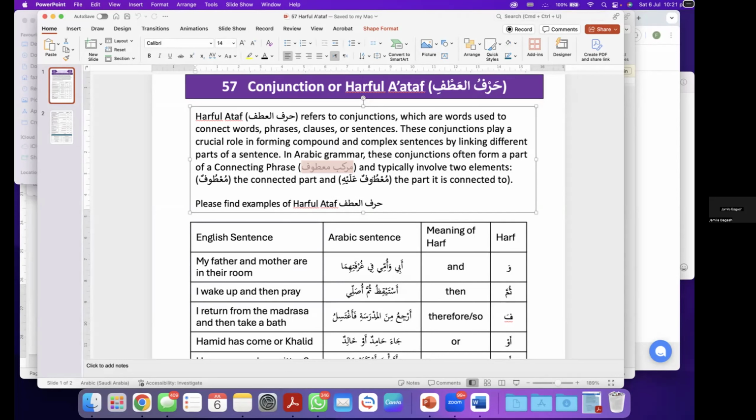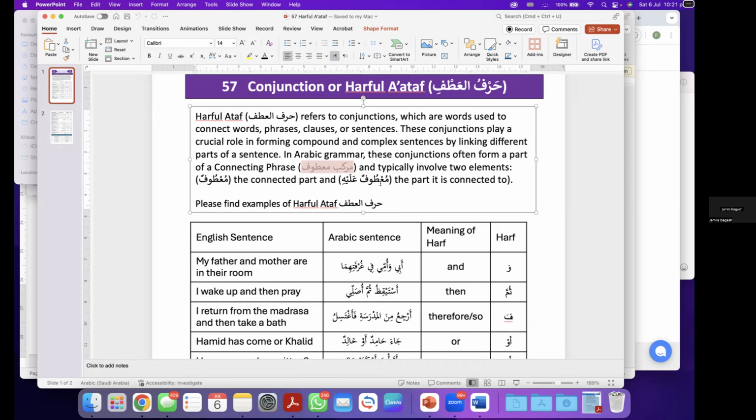Ma'tuf ala is the same as ma'tuf alayhi, the short version. With waw, they will be matching in the i'rab, but it is not necessary that they match in number or gender or status, like definite or indefinite.